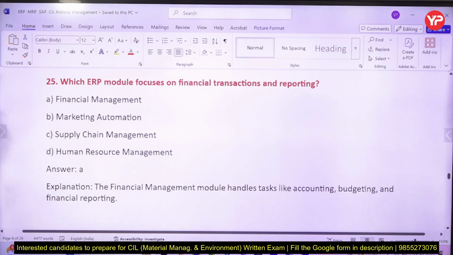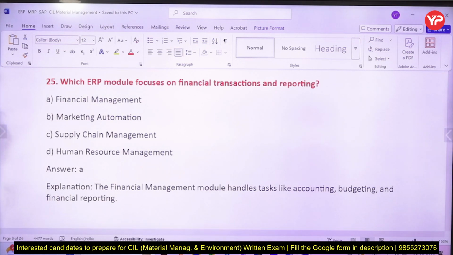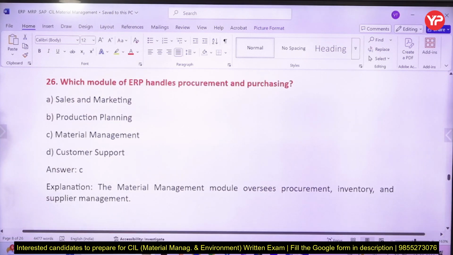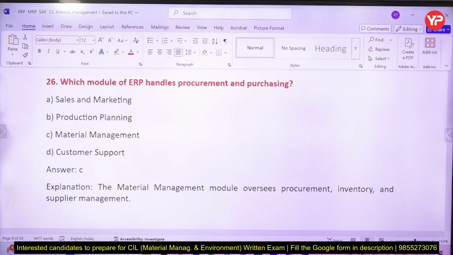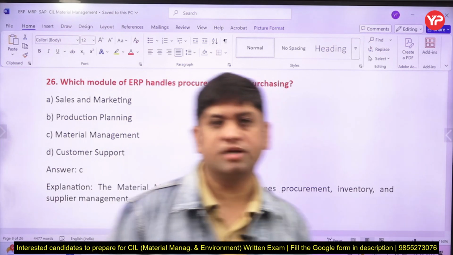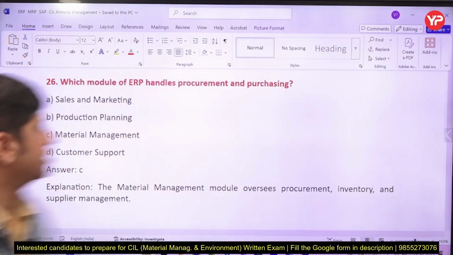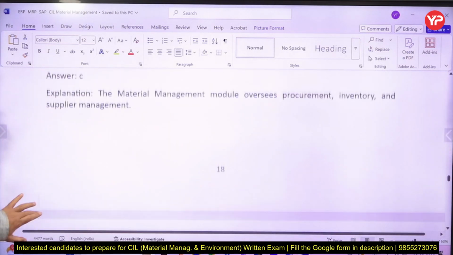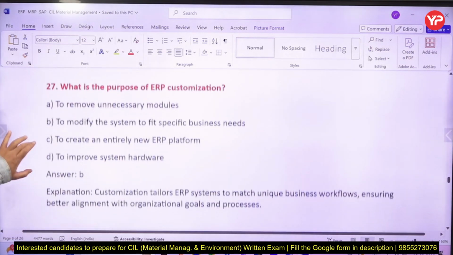Can you name the ERP module which focuses on financial transaction and reporting? Yes, financial management, accounting, budgeting, financial reporting. Procurement and purchasing, which module of ERP handles this? Material management, MRP. I think material requirement planning I'll discuss with you differently, but yes, this module of ERP, which is the material management module, right? It talks about procurement, inventory, supplier management.